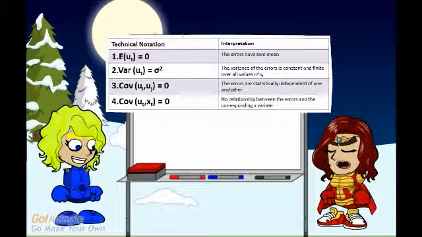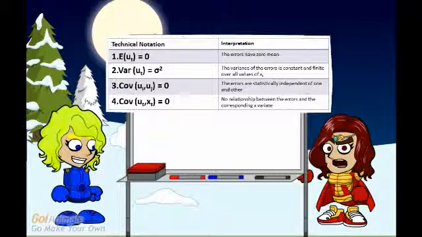Now, there are 4 assumptions we need to learn regarding the classical linear regression model. These generate the residual terms and give the error terms the following properties. The first one being zero mean. 2. Constant variance over all x values. 3. Independence from one another, and 4. Independence from the corresponding x variable.